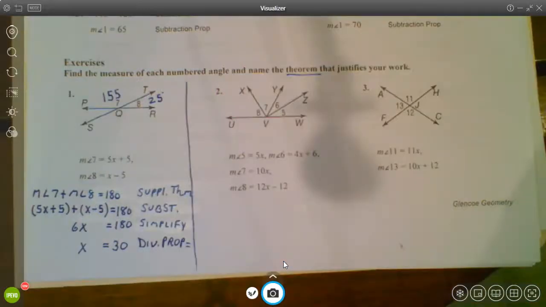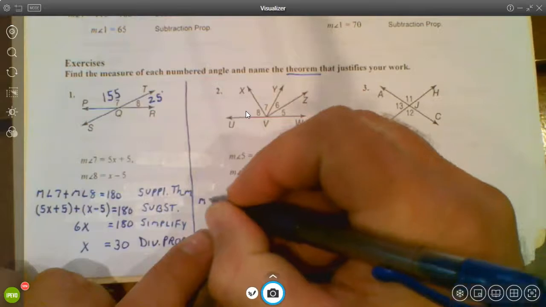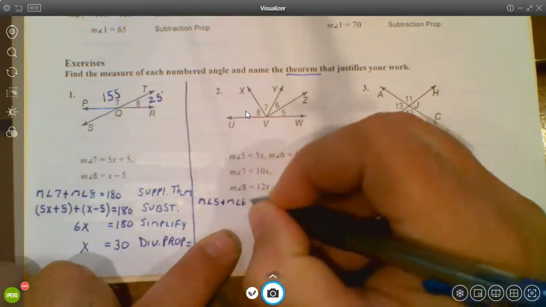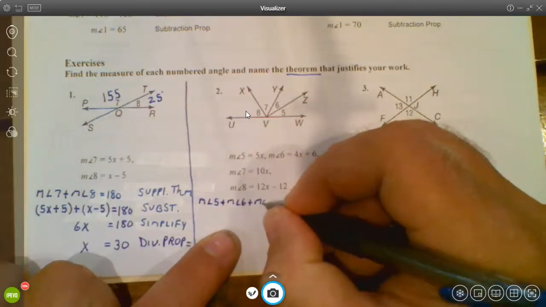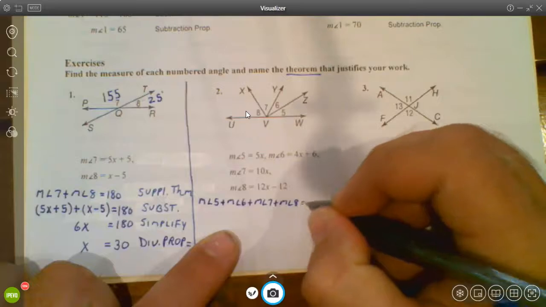So now this one is really the exact same idea, only now you have 4 angles instead of 2 forming a line. So I wouldn't call this a linear pair. However, these angles still form a line which adds to 180, which is still supplementary. So I can still identify this as the supplement theorem. So I know that angles, so we're going to squeeze all this in here, measure of angle 5 plus measure of angle 6 plus 7 plus 8 all adds up to 180.